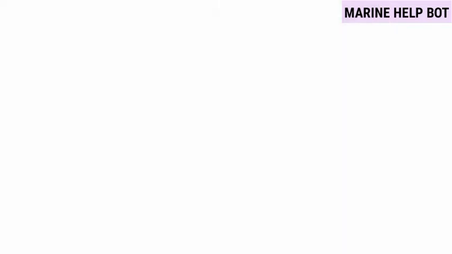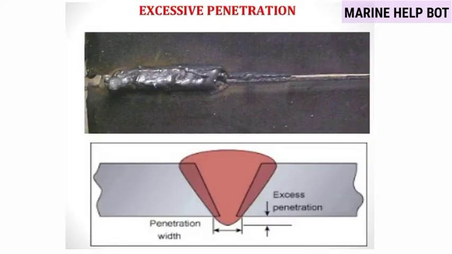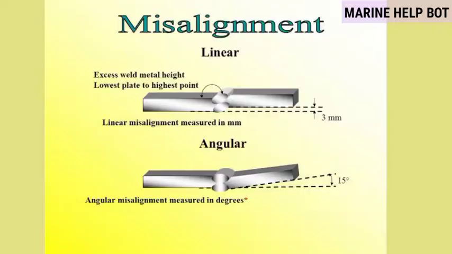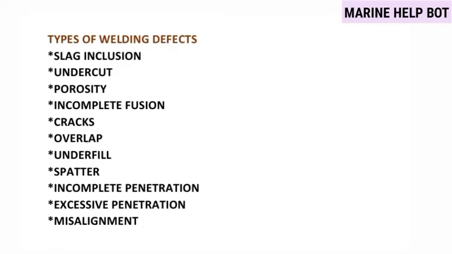Now moving towards our next defect, excessive penetration. From the image it is clear that whenever we weld the filler metal above the base metal or below the base metal, it comes under the defect known as excessive penetration. Now moving next, misalignment defect. From the image it is clear that whenever we are not aligning the workpiece, it will lead to misalignment. It can be linear or angular. Hope you have understood all the defects of welding.